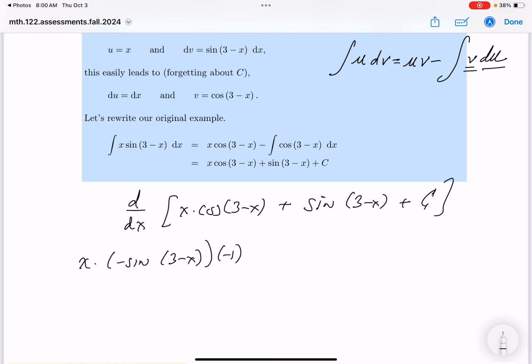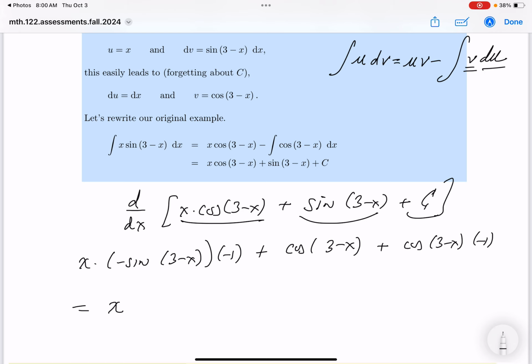Wow, this looks tough, doesn't it? Plus, the derivative of x is just going to be 1, cosine 3 minus x. I just did this thing. Let's do the next one, plus the cosine 3 minus x times minus 1. And the derivative of c is just 0, by the way. And what does this give me? Let's put this down for you.